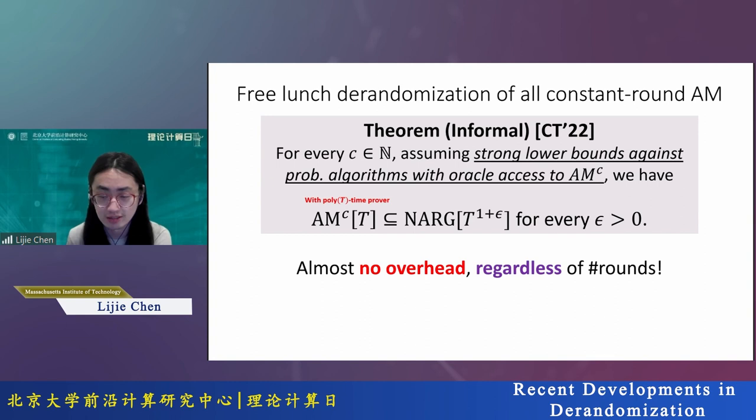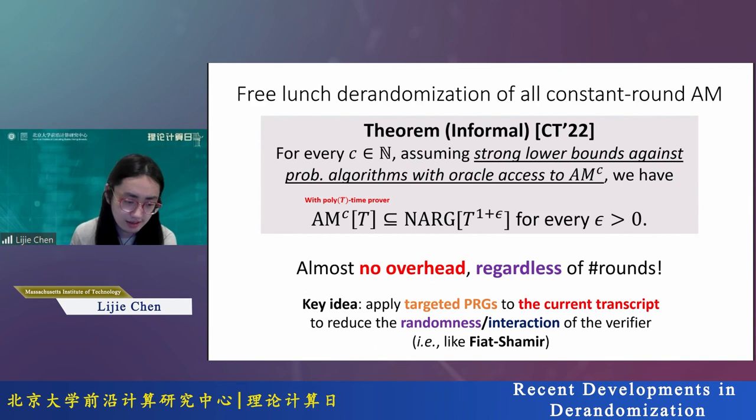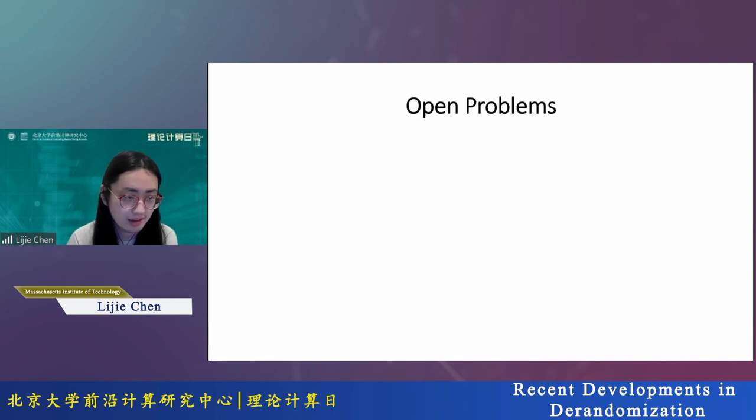We actually did something very similar to the earlier technique in the proof. We try to apply targeted PRG to the current transcript to reduce the randomness and also the interaction. But I don't have time to go over the details.